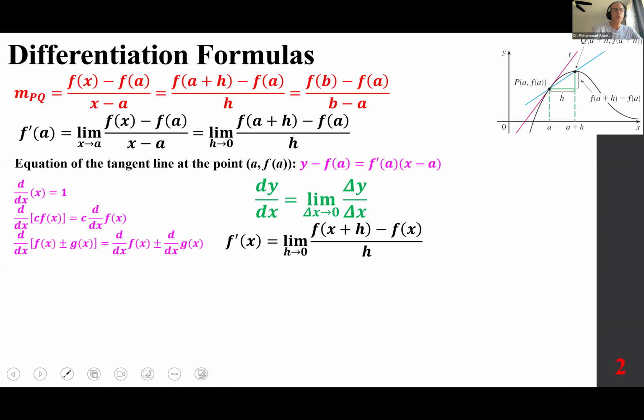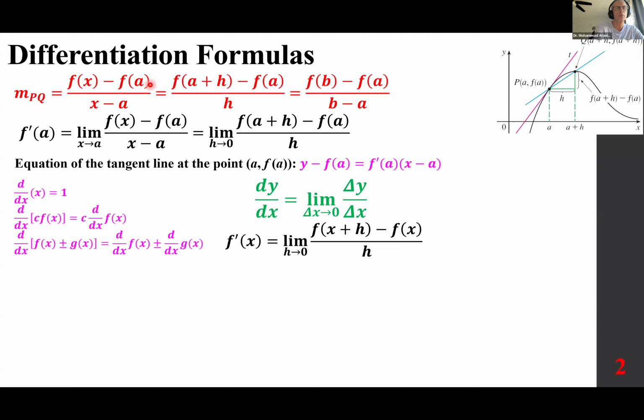All right, differentiation formulas, starting with a line, a blue line giving 2 points. Rise over run represents the slope of a line, an average rate of change of y with respect to x, and there are different ways of writing them.